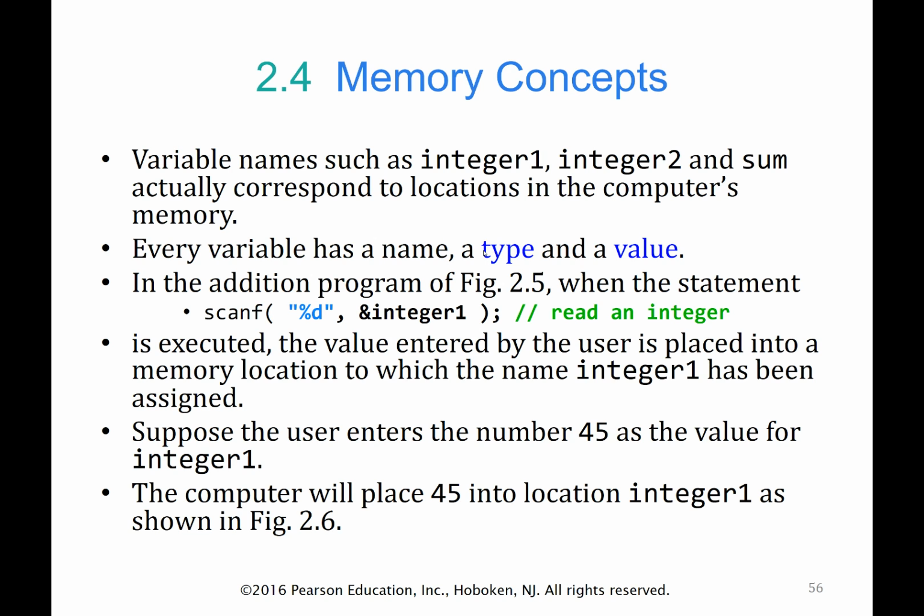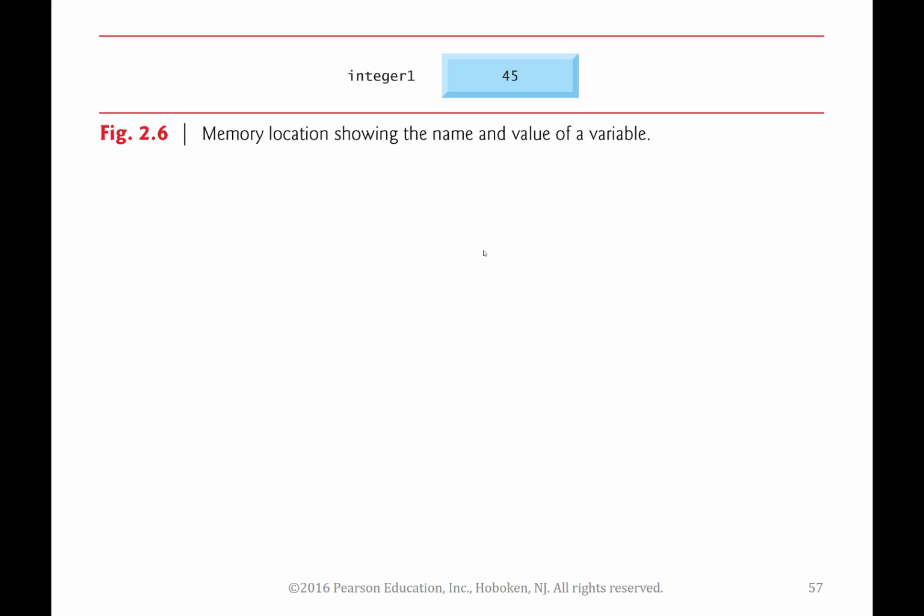So every variable has a name and a type of value. In addition, if they're executed, the value entered is placed in the memory location. So we have a location, integer 1, and we type the number 45, and it places that in its memory location.